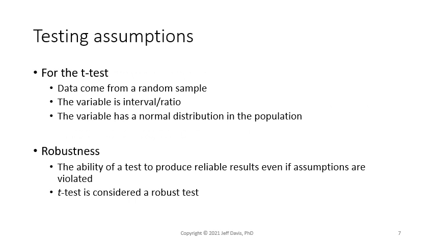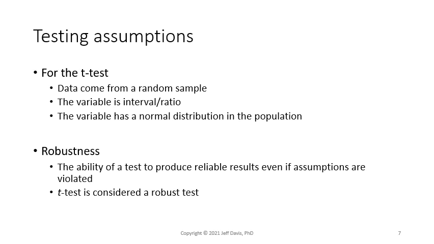So for the t-test specifically, the 4 we just covered are for tests in general. But for the t-test specifically, the data come from a random sample. The variable is interval or ratio. And the variable has a normal distribution in the population.